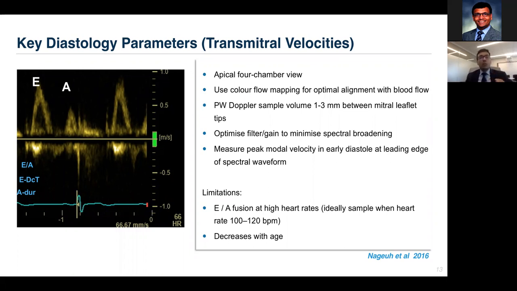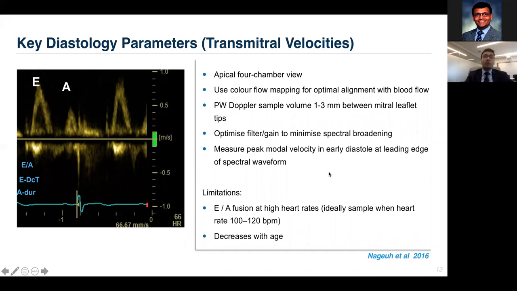Now, what are the limitations? Limitations are related usually to fusion at higher heart rates. Sometimes E and A waves are fused together, and in that situation, it may be necessary to measure more carefully, and sometimes the A wave velocity might not be measured, particularly if the E and the A waves are completely fused together. And these parameters also alter with age.